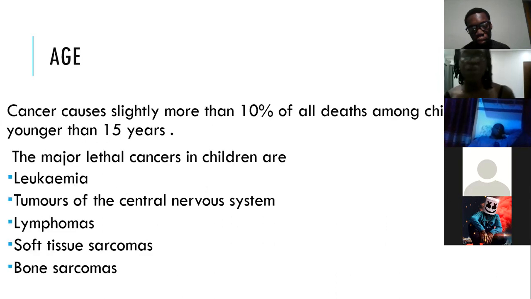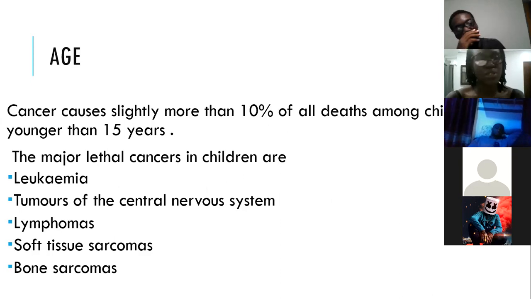However, you can also have cancers in young children. So leukemia is an example of a cancer that is common in children less than 15 years. You can also have osteosarcomas, that is bone cancers. You can also have lymphomas, which occur in children.